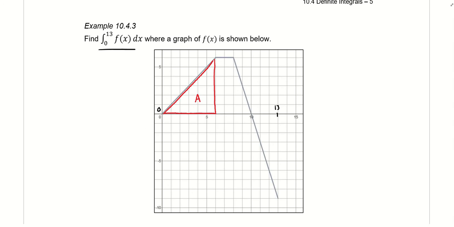If I look at this little piece here in the middle, this looks like a rectangle. Another easy-to-work-with shape. So I'm going to call this B. It looks like we have another triangle right here. I'll call that C. And then finally, if we go below the x-axis here from 13, it looks like this piece is also a triangle. I'll call this D.